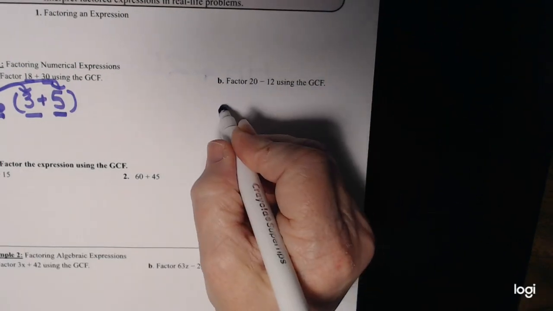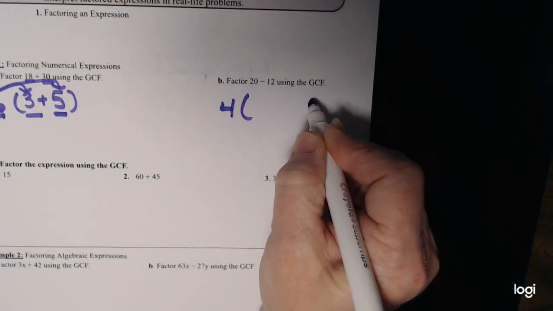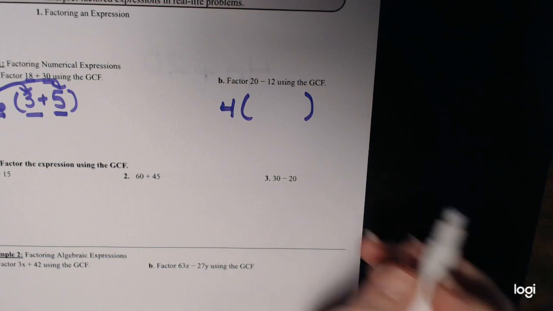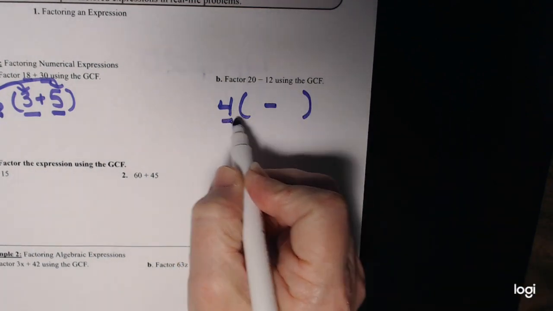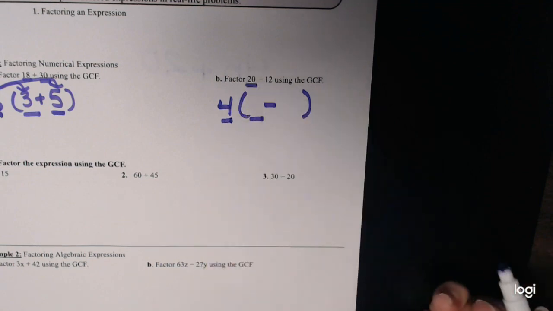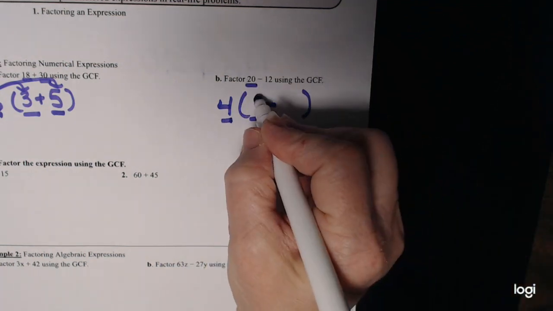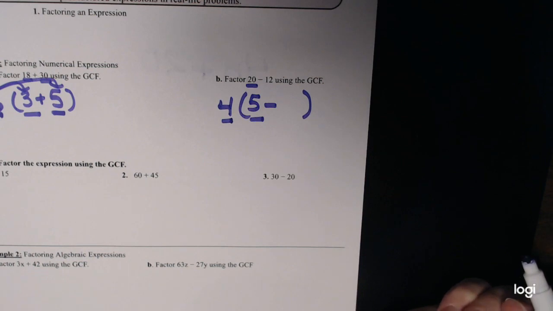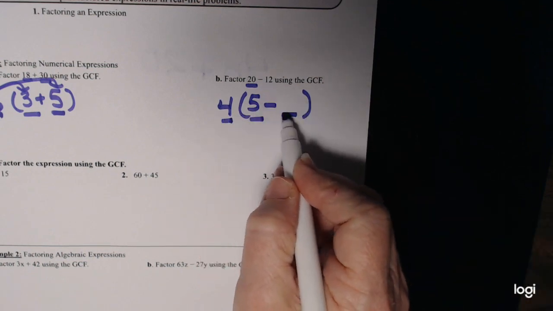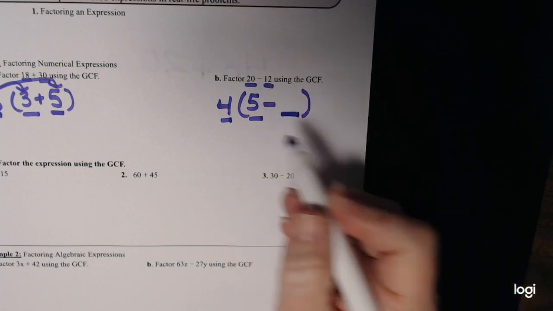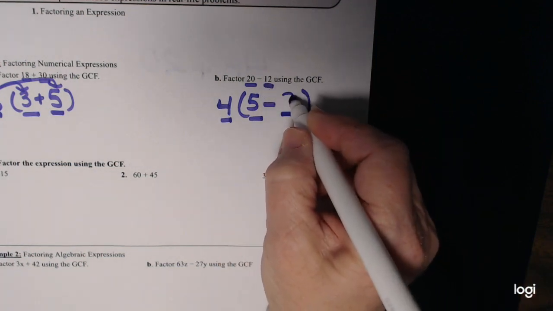So I'm going to pull out the 4, make my distributive property parentheses, keep the sign, which is a minus. 4 times what is 20? My answer would be 4 times 5. Now we have to do the second number. 4 times what is 12? My answer would be 4 times 3.